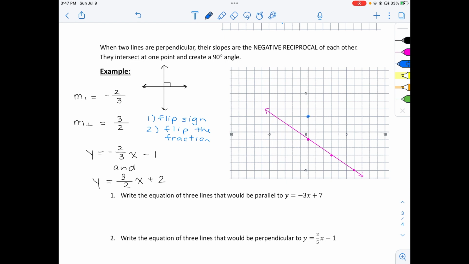So that point will be here. And then I'm going up 3 over 2. So my second point is here. I could do another point here. Okay, and then if I were to draw a line that connects those, then it would be something like this.